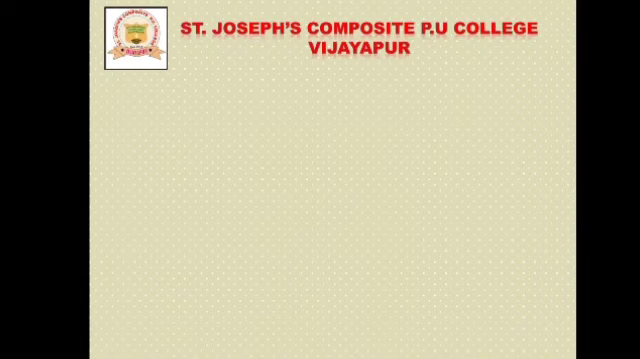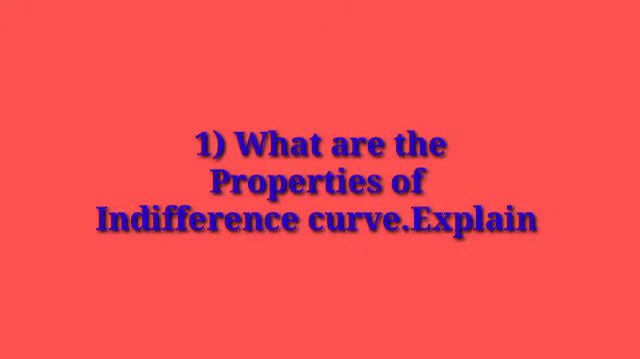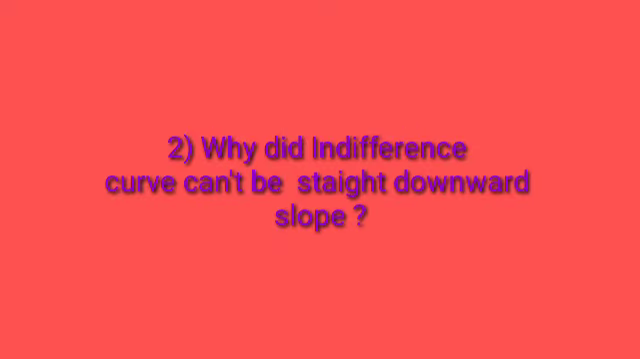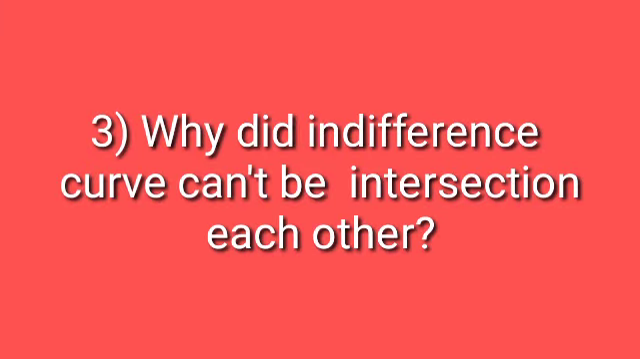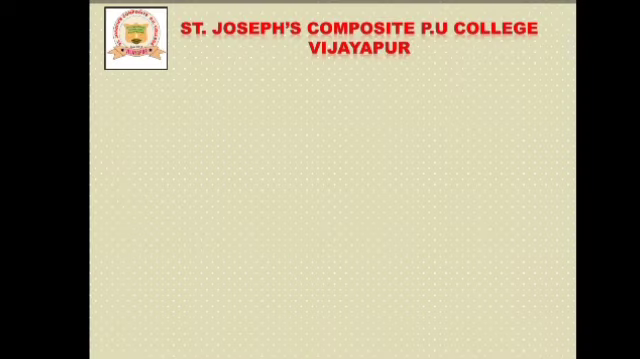Now we'll move on to some exercise questions. Question 1: What are the properties of indifference curves? Explain. Question 2: Why can an indifference curve not be a downward sloping straight line? Why can indifference curves not intersect each other? These are the questions you need to write compulsorily.